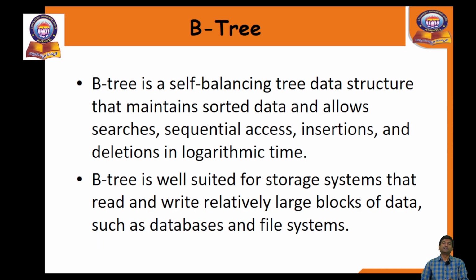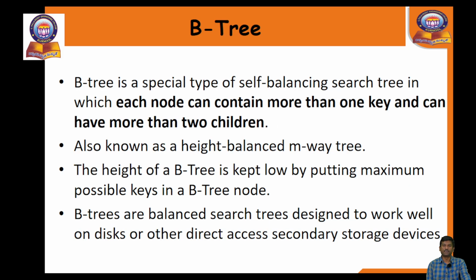And coming to the introduction of the B tree. A B tree is a self-balancing tree data structure that maintains sorted data and allows searches, sequential access, insertions, and deletions in logarithmic time. A B tree is well suited for storage systems that read and write relatively large blocks of data, such as databases and file systems, which indicates the scenarios in which the B tree is implemented.